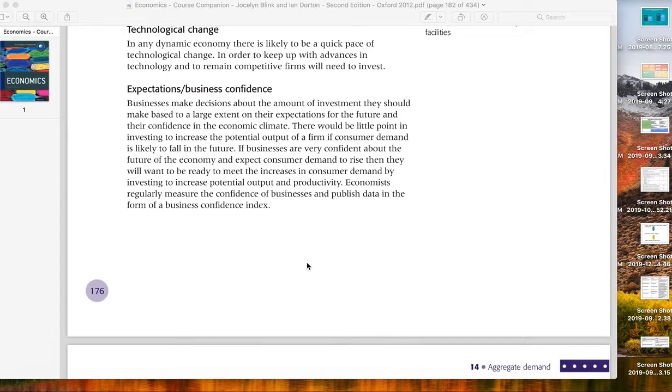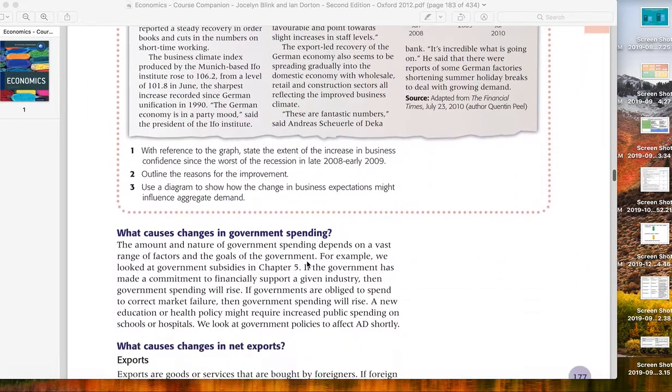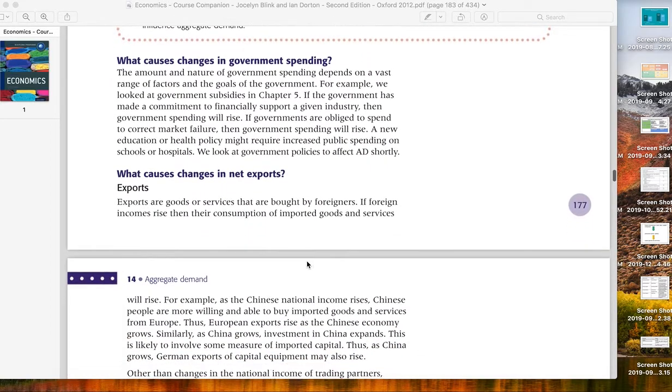Economists regularly measure the confidence of businesses and publish the data in the form of something called a business confidence index. All right, so we've talked about consumption, things that can shift that. We've talked about investment. Let's talk now about government spending.